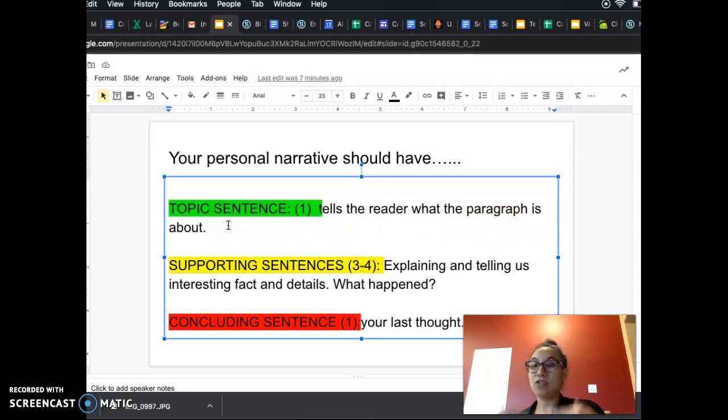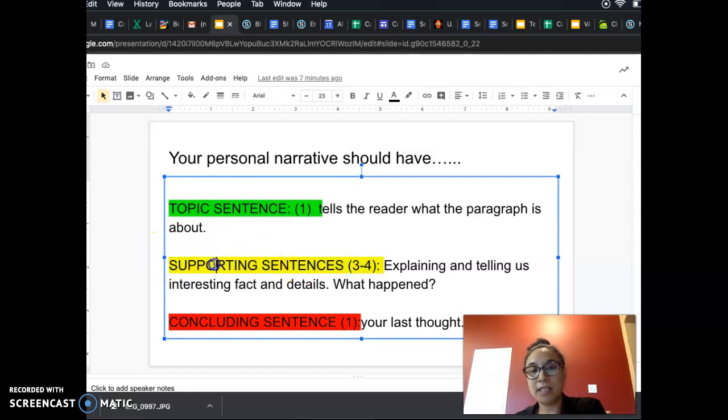Okay, so you're starting your sentence and you're gonna go, go, go from here. Remember, the topic sentence tells us what this paragraph is about. Where is this paragraph going to go? And you only need about one of those.